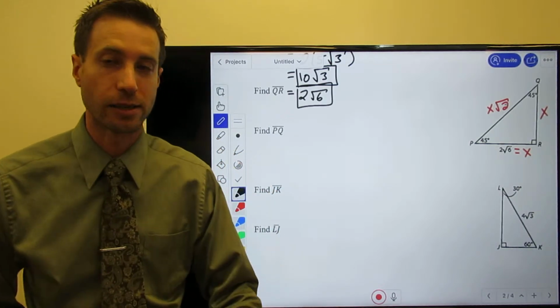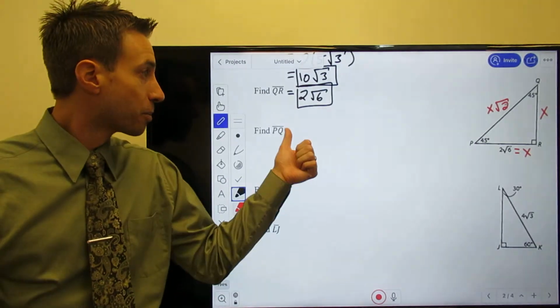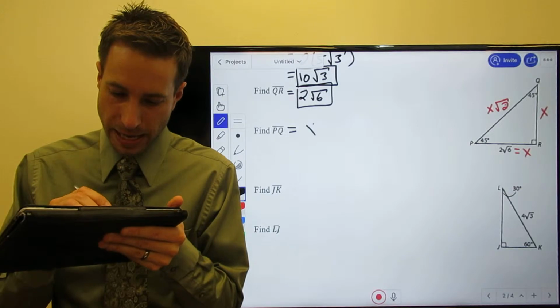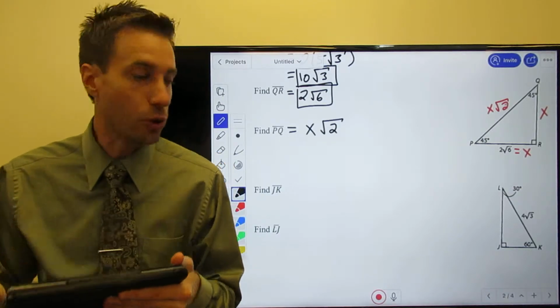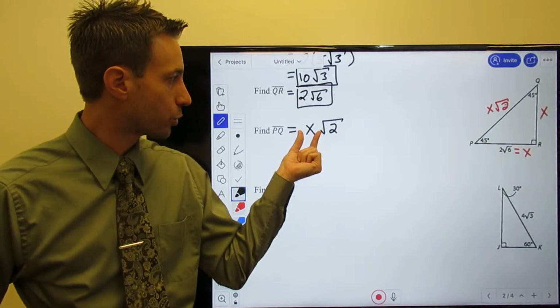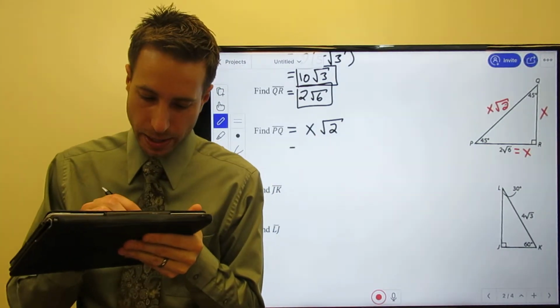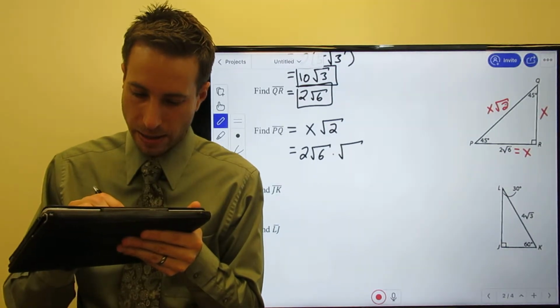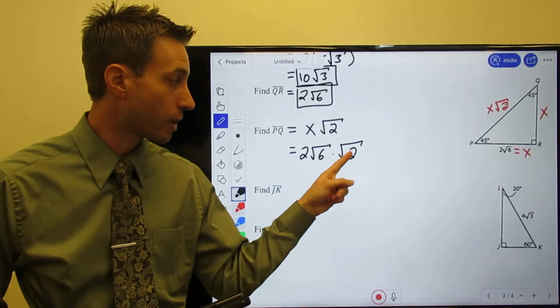That couldn't be any easier. You don't even have to do any algebra. PQ is going to be x square root of 2. What is x? Well, x is 2 square roots of 6. So I'm going to plug a 2 square root of 6 in there. I wind up with 2 square roots of 6 multiplied by the square root of 2 that was already there.